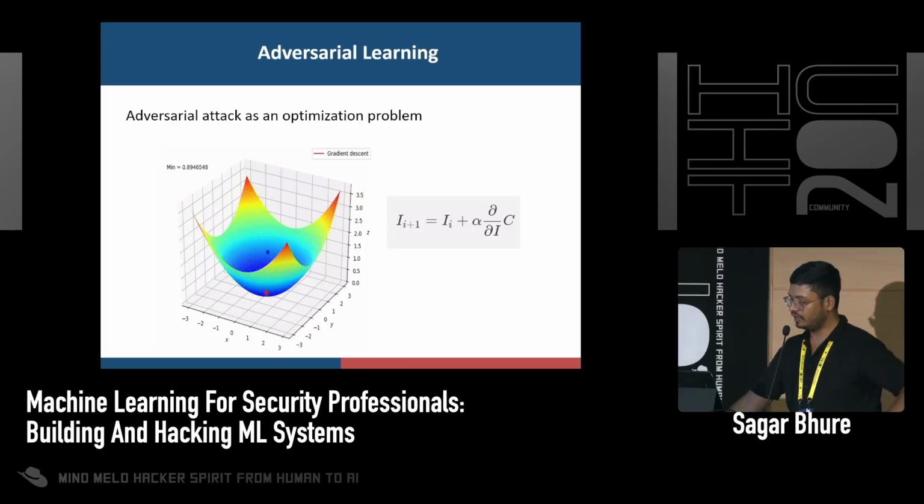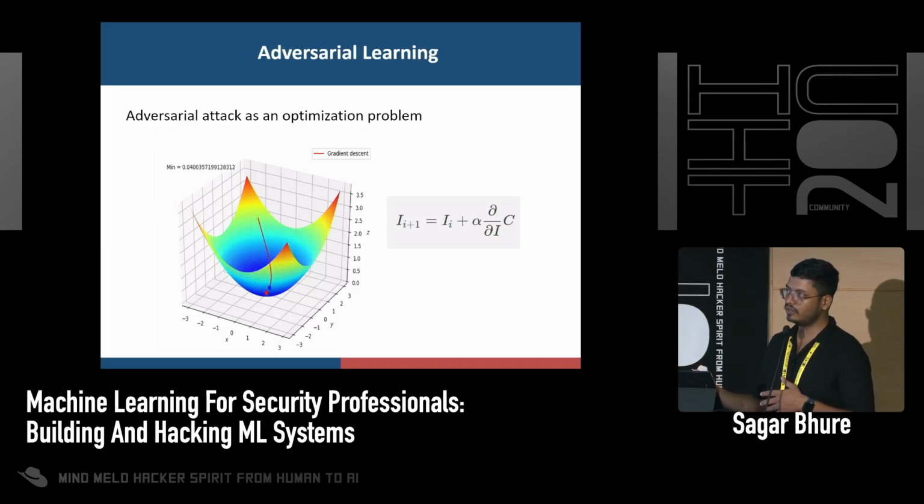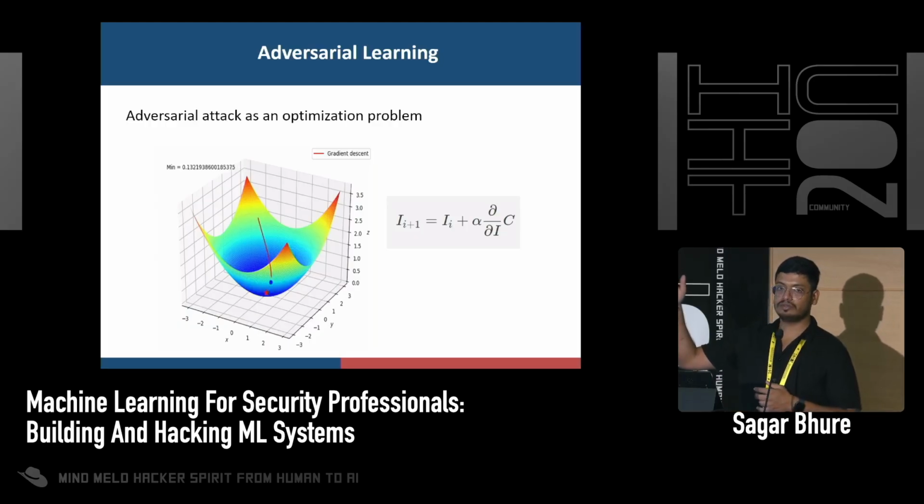So an adversarial attack is obviously an optimization problem, where you try to optimize the perturbations in such a way that when you add those perturbations to the input image, it still looks like a stop sign to us, but given to the machine learning model, it will predict a different class. Any questions on the first demo?